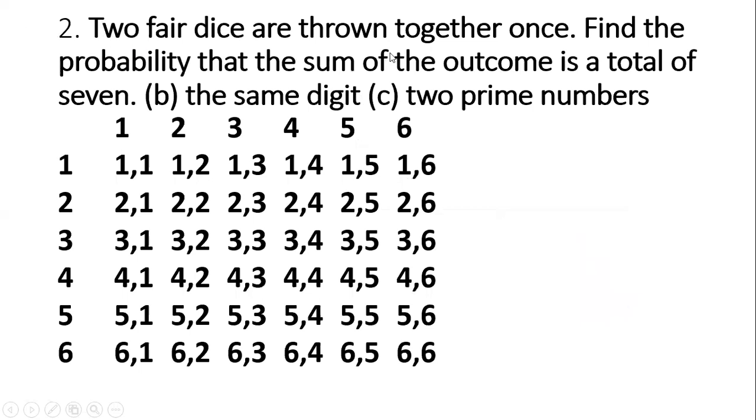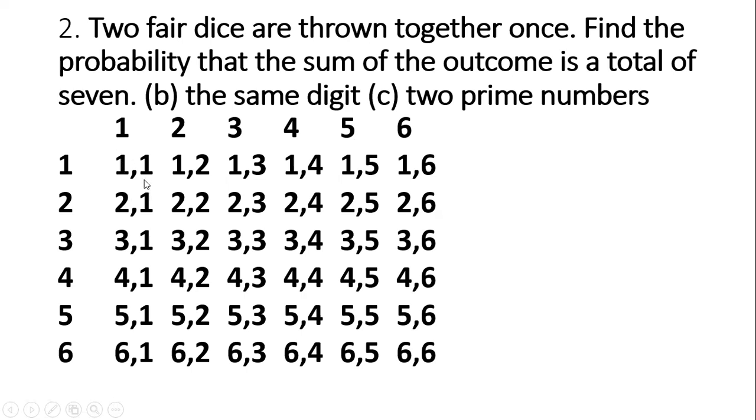Take another one, an outcome table. 2 fair dice are thrown together once. Find the probability that A, the sum of the outcome is a total of 7; B, the same digits; C, 2 prime numbers. So we see now, since you have 2 dice having 6 faces, the first one is written horizontally, then the other one is written vertically. So we can then begin to pick them.